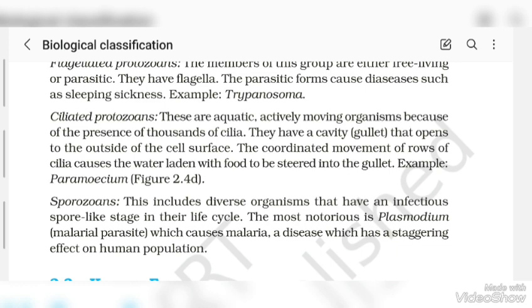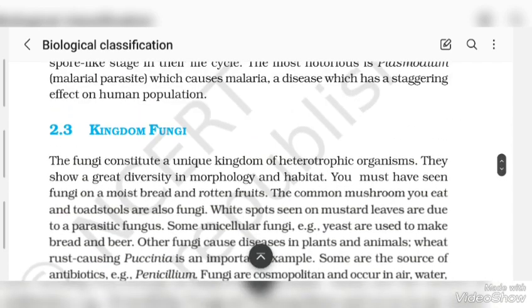Sporozoans. These include diverse organisms that have an infectious spore-like stage in their life cycle. The most notorious is Plasmodium, the malarial parasite, which causes malaria, a disease which has staggering effects on the human population.